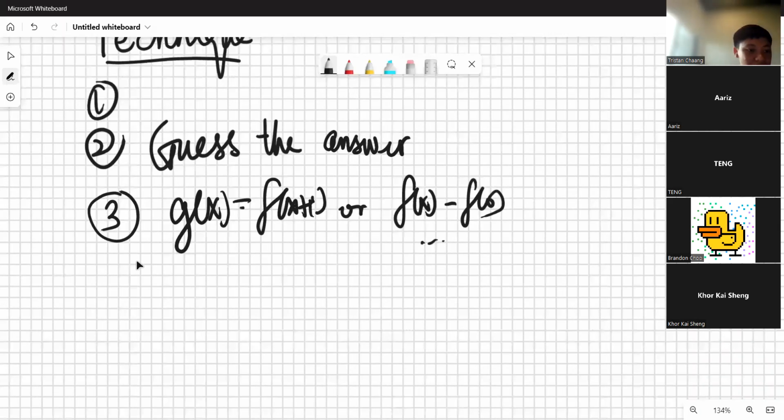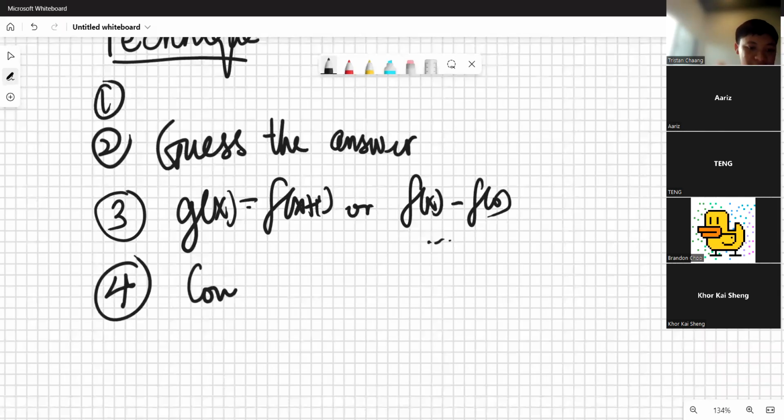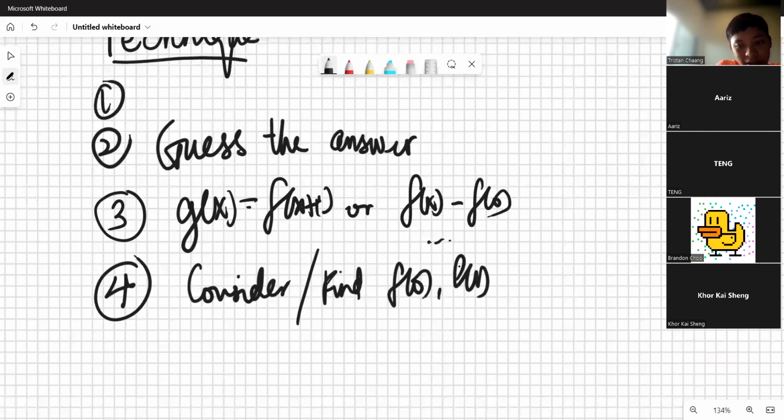And the fourth one, in fact, these are not the only techniques, by the way. These are just some of the techniques that I can compile. So the fourth one: consider some special values. Let's say find f(0), f(1), f(-1), or some other special value.